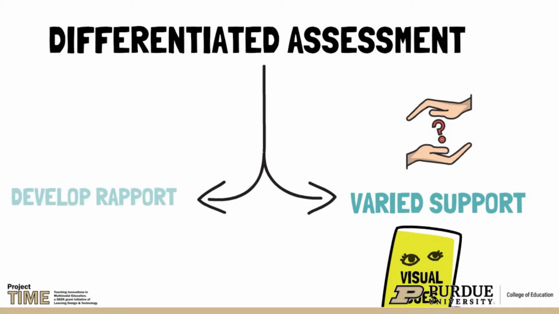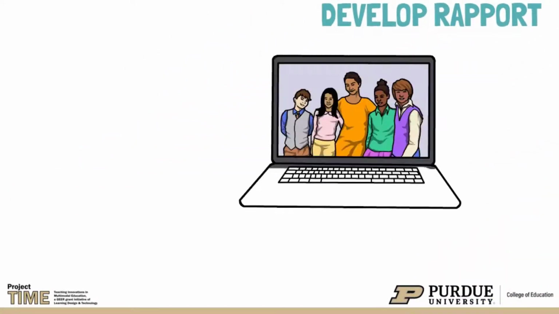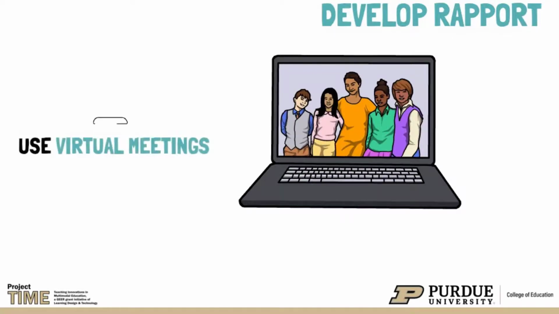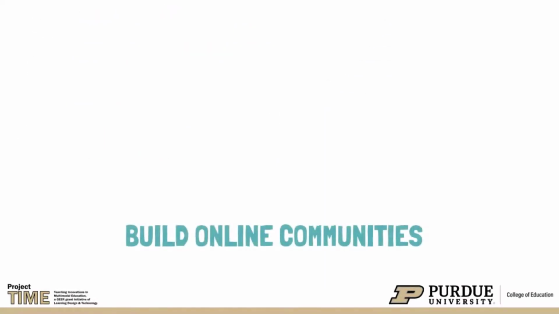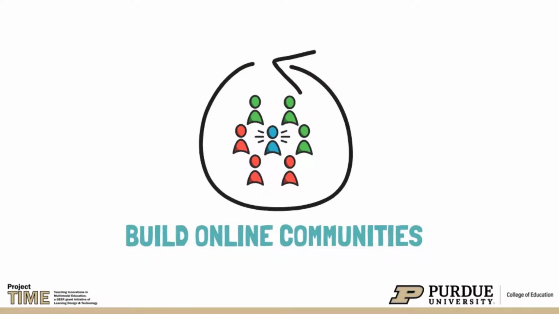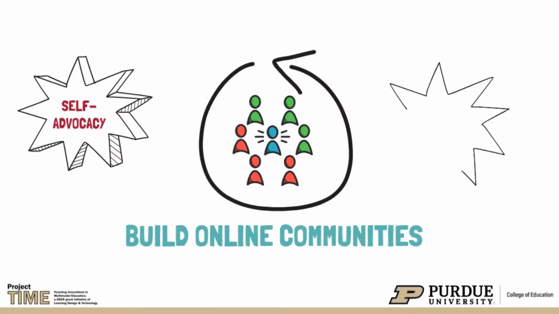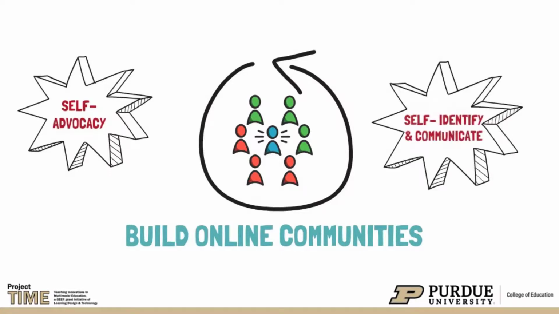Besides providing students with varied support, another way of differentiating assessments is through developing rapport or relationships that support students. Building positive and supportive relationships with students promotes greater understanding of specific student needs. One-on-one virtual meetings can be utilized to facilitate the process. Emphasis can be placed on building online communities among students through which students can interact with and learn from each other. It is also important to promote student self-advocacy, encourage students to self-identify, and communicate their learning needs.